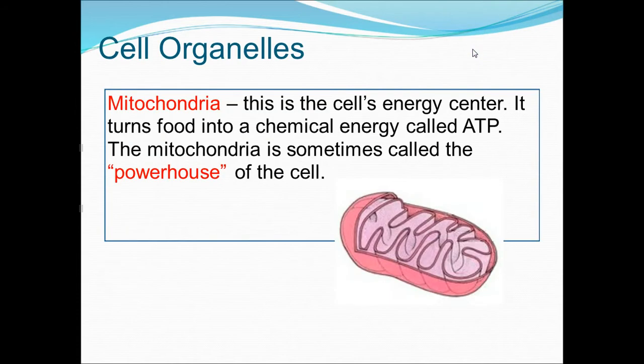The next organelle is the mitochondria. This is the cell's energy center. It turns the food you eat into a chemical energy called ATP. It turns it into an actual molecule. It's sometimes called the powerhouse of the cell. And you'll notice it, if you look in diagrams of the cell, it looks like a kidney bean, and if you look inside, it has all of these folds. The folds are where the chemical reaction takes place that forms the molecule of ATP.